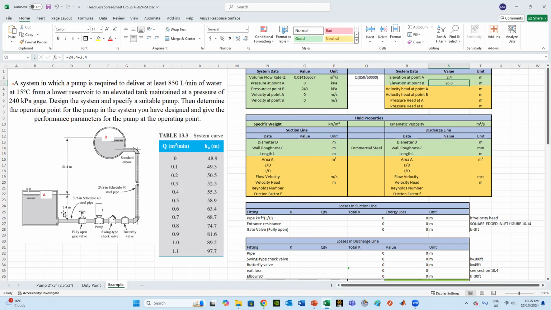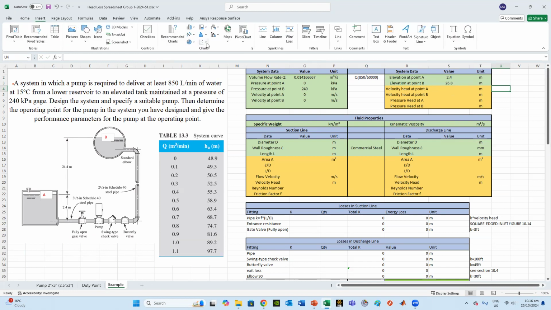26.8, this is the information given to us. As we say, velocity head. If you remember the equation for velocity head, it requires v squared over 2g. So if I want to write this equation here, velocity head, I would just write v squared over 2g. That is actually the velocity head. I would just make that a superscript. Let me show you how you can make that value a superscript.